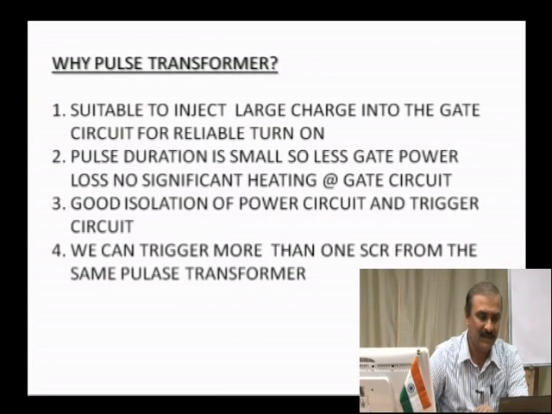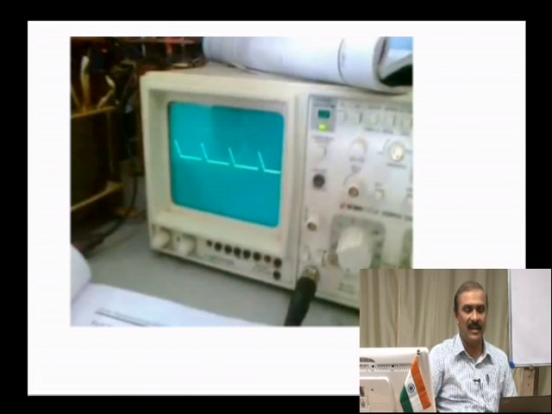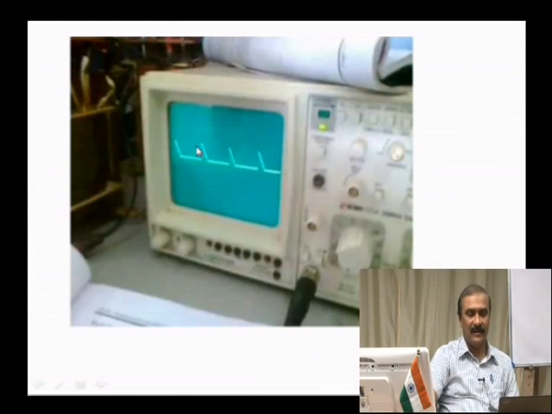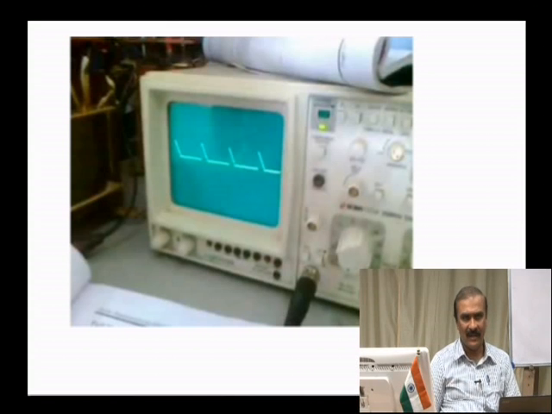So, this is an important concept of turning on of thyristors. And of course, this is a pulse obtained from a circuit, a UJT pulse firing circuit. Now, with all these, you have seen the resistance firing circuit, RC firing circuit and UJT firing circuit.